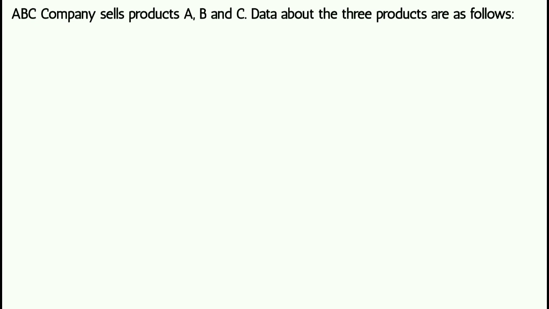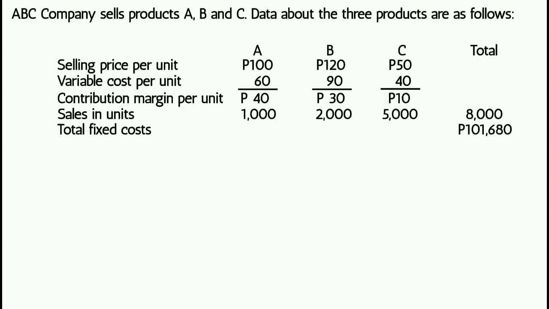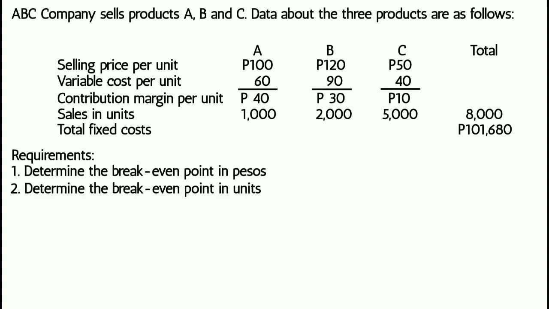Let us now apply the formulas by answering a problem. ABC Company sells products A, B, and C. Data about the three products are as follows. Given ang selling price per unit, variable cost per unit, contribution margin per unit, sales in units, total sales in units, and the total fixed costs. Requirements. Requirement number 1, determine the break-even point in pesos. And requirement number 2, determine the break-even point in units.